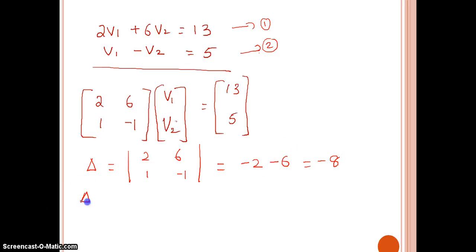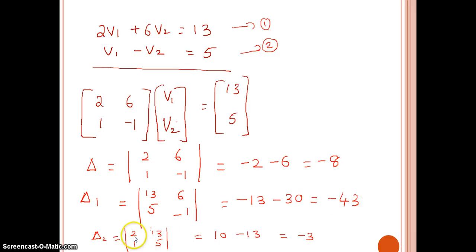Get delta 1. Delta 1 is equal to, replace the first column by 13 and 5. So 6 minus 1 you'll be getting as minus 13. 6 into 5, 30, minus 30. So it is minus 43. Delta 2, we have to replace the second column by 13 and 5, and we get it as minus 3.